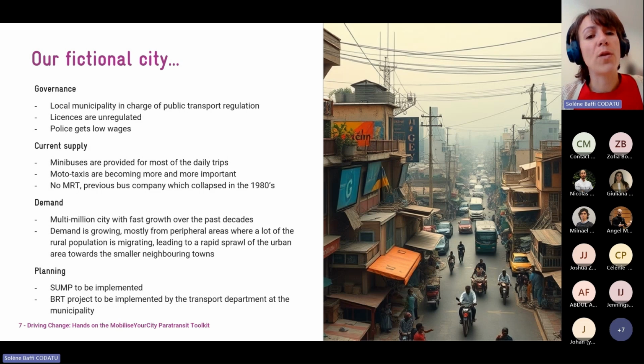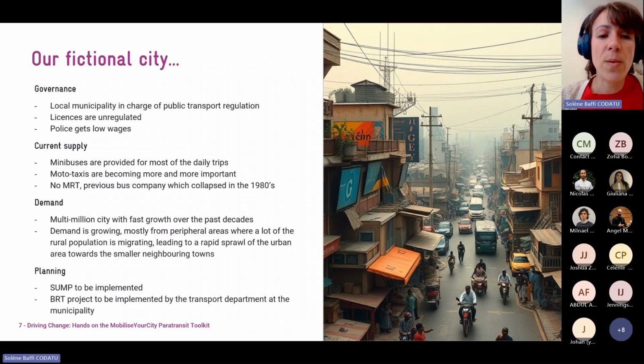In terms of transport supply, most of the daily trips are provided by minibuses. But over the past years, we saw some motorcycles being more and more important and providing on-demand transport for the inhabitants. And there are no other mass rapid transit services yet. There was a public bus transport company, but it collapsed in the late 1980s.